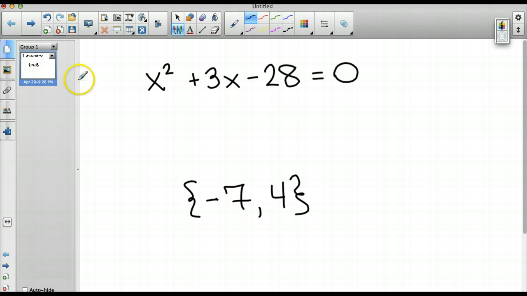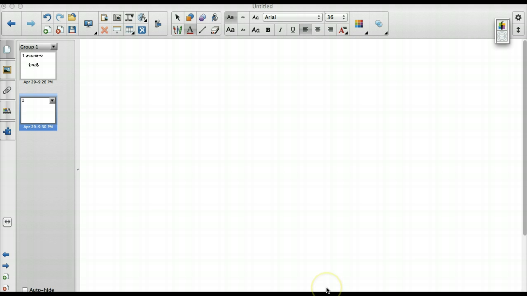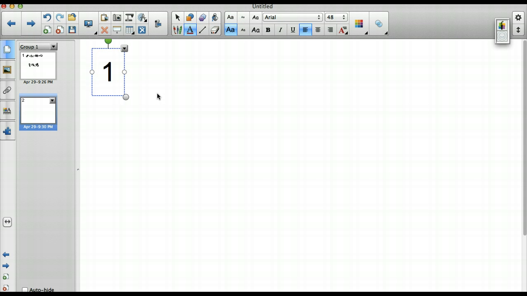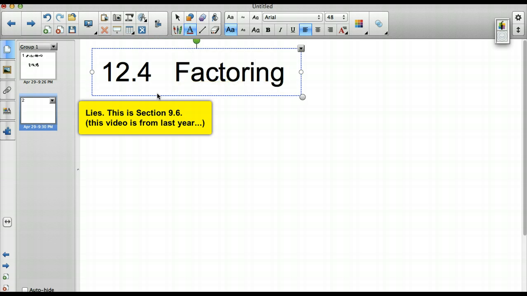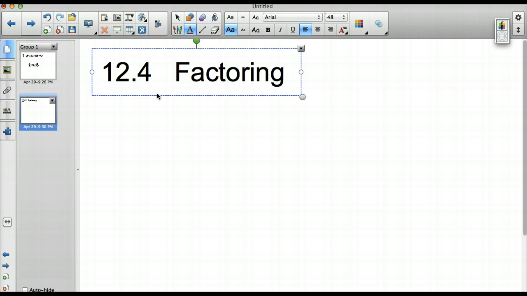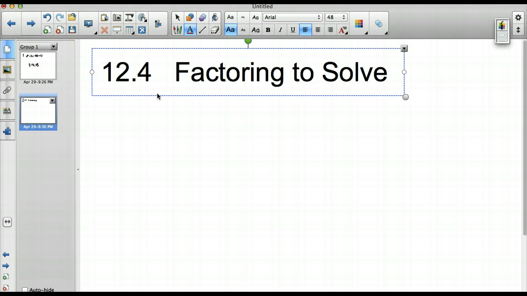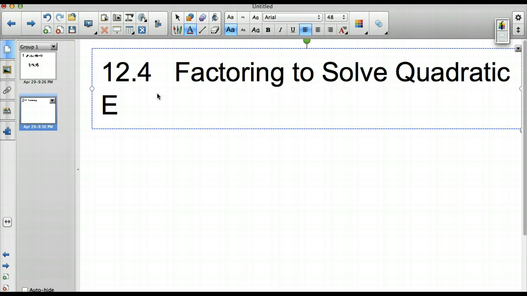Okay? So now you're going to learn a little bit of a shortcut, which many of you I know are fans of. So this next lesson is going to be, again, in your books. This is going to be from section 12.4, and we're going to talk about how to solve quadratic equations by everyone's favorite thing, factoring. Okay, so this is factoring to solve quadratic equations.